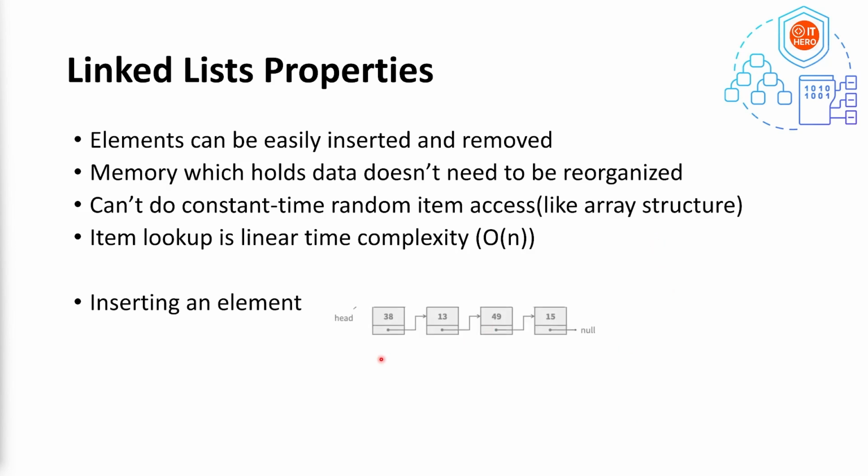Let's see how inserting an element works in a linked list. We have the linked list as before. The head is the first element. If we want to insert a new element, we create a new node with the value 78, and we set the head element as the first head element, and we manipulate the pointer, so this one points to the first element.